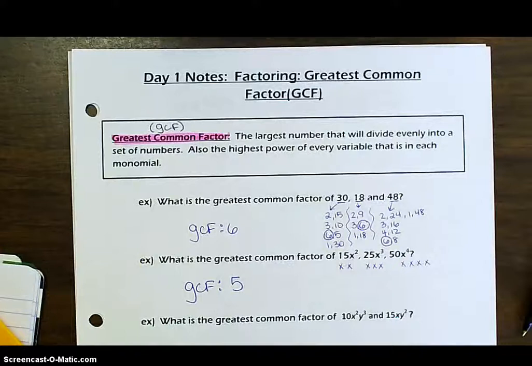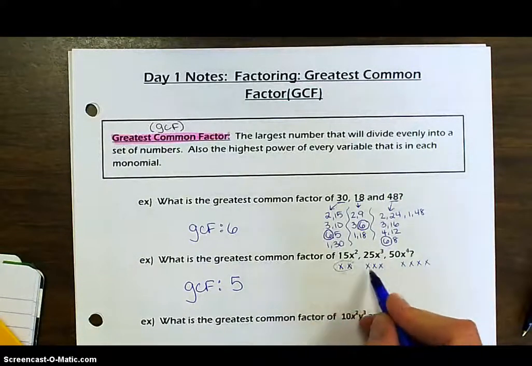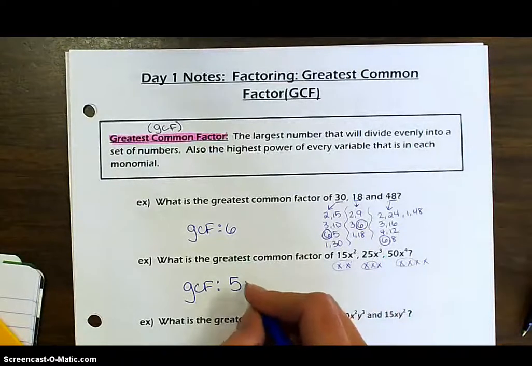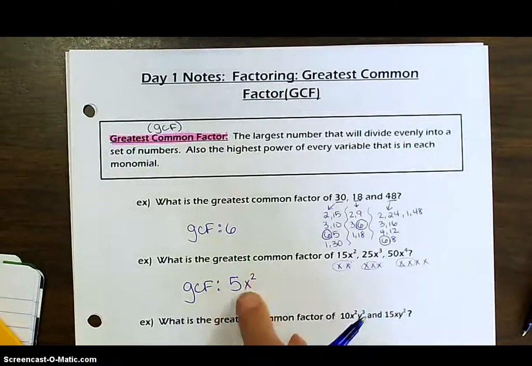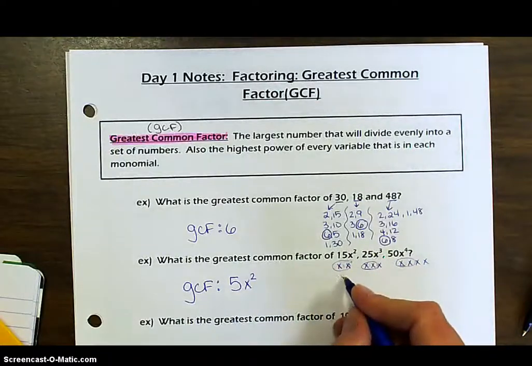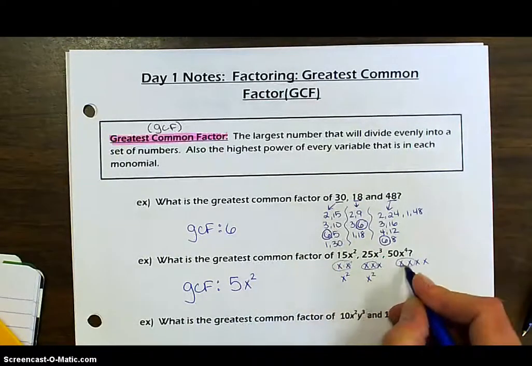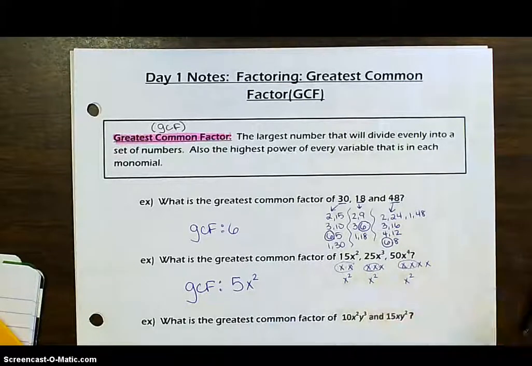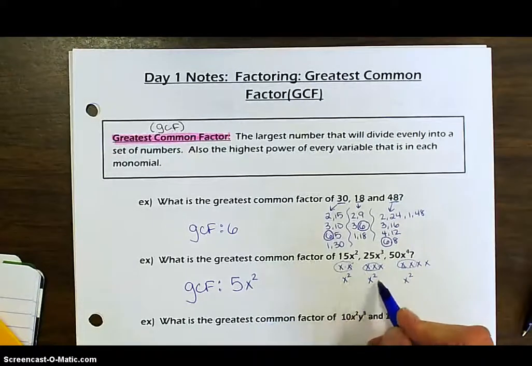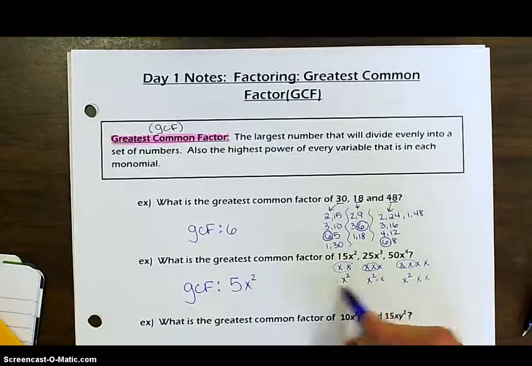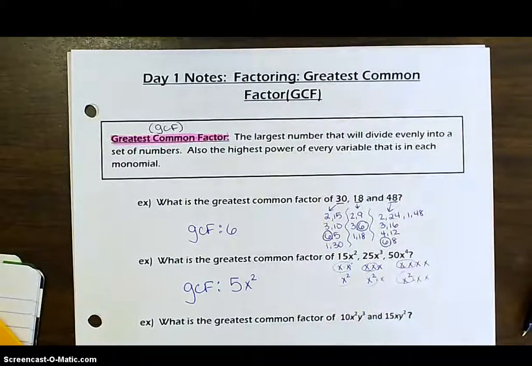All right, so how many x's do they have in common? Well, this one has 2, this one has at least 2, and this one has at least 2. So they have 2 x's in common, so they have x squared in common, because x times x is x squared. And then here, there's no other x's, and then this would be times x times x times x. So they have x squared in common.